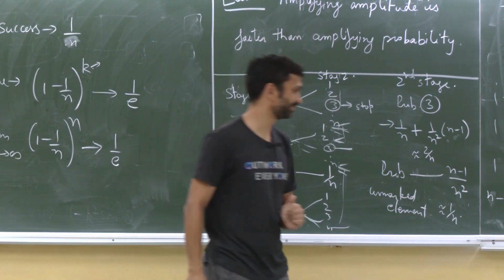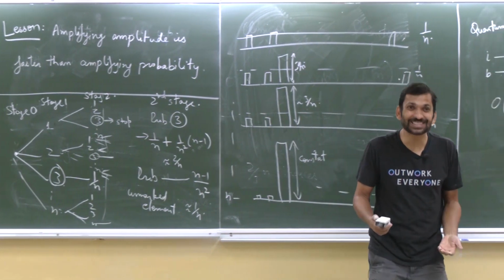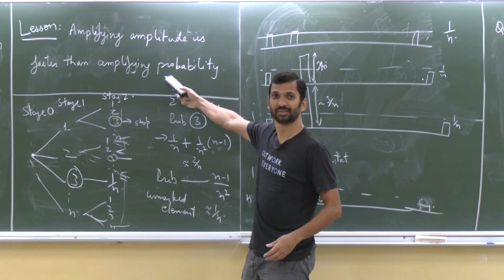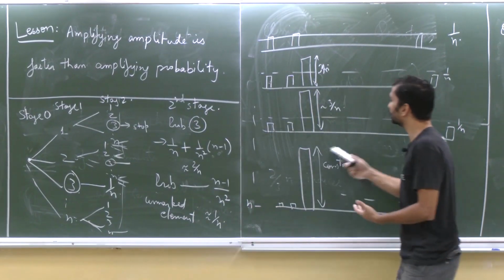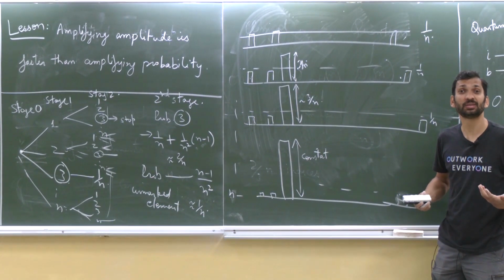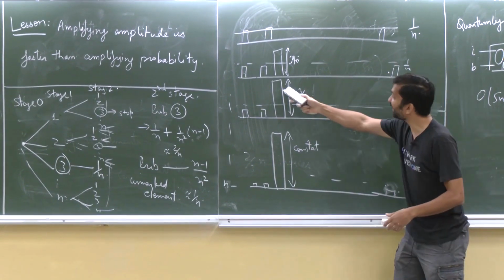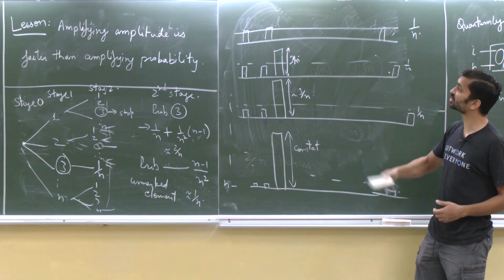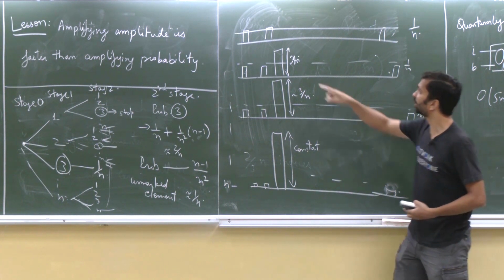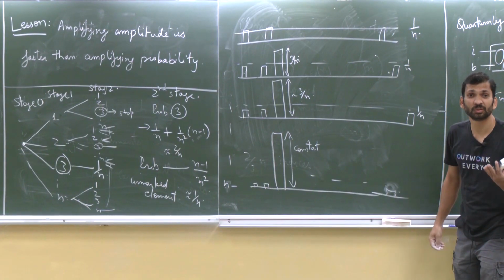What is the quantum algorithm? Exactly, right? We have learnt our lesson here. We don't want to add probabilities at each step. What we want to do is amplify amplitude. Okay, so the same picture I want to make, but with amplitudes. If I make an equal superposition, what will be the amplitude of each of these n elements? 1 by root n, right?